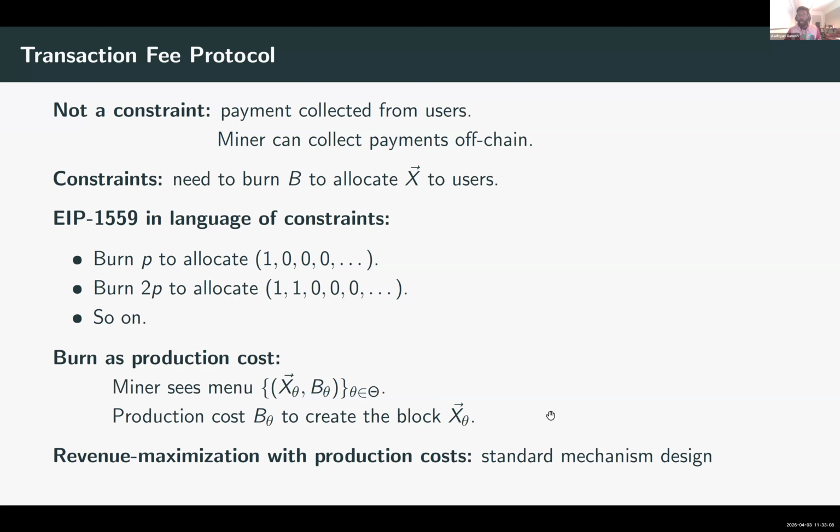On the other hand, it can't depend on the values because the TFM does not know the values of the users at this point. The TFM is just talking to the miner and saying, just pick an allocation. Is that good? Yeah. All right.